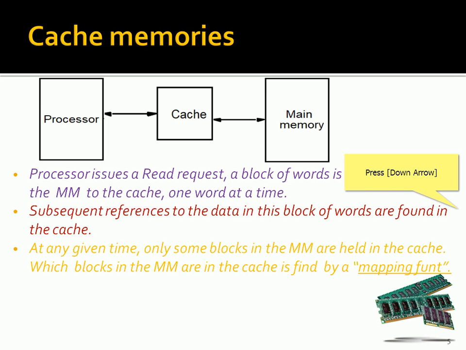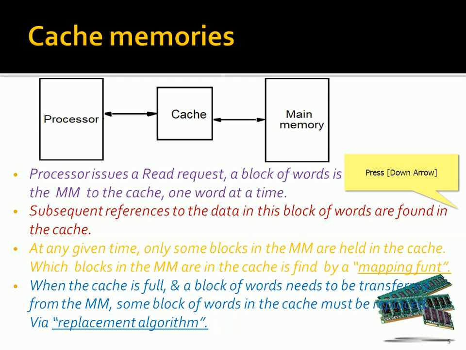At any given time, only some blocks in the main memory are held in the cache. Which blocks in the main memory are in the cache is defined by the mapping function. Due to spatial and temporal locality of reference, some instructions are most important, and those instructions may be requested by the processor. So without wasting the processor's time, we can supply them quickly.